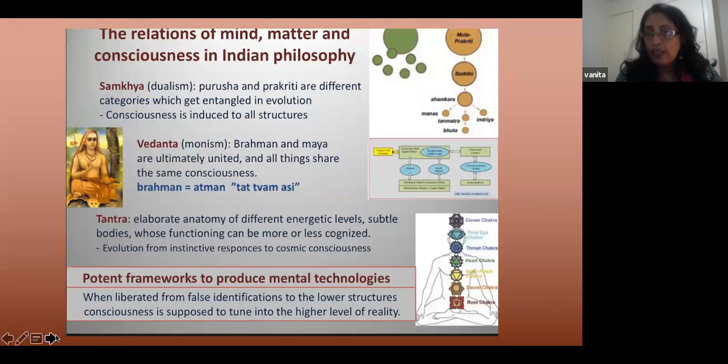Purusha and Prakriti, and in Sankhya we see 24 principles, which make up the tattvas. So Brahma and Maya are ultimately united, and all things share the same consciousness, which is Brahma, meaning Atma, and tat tvam asi, which means the Maya, which is the material world.